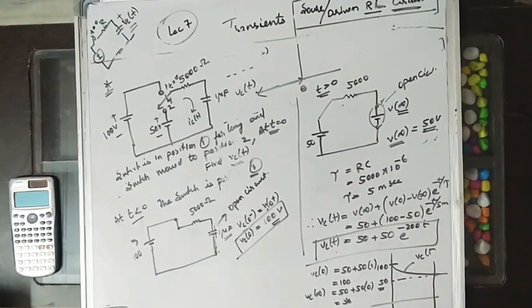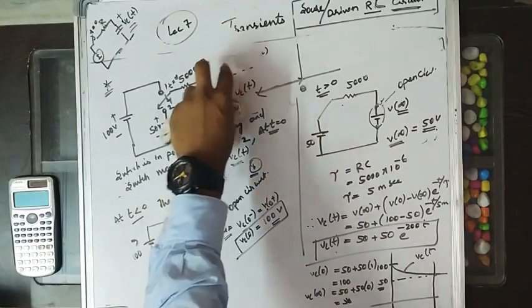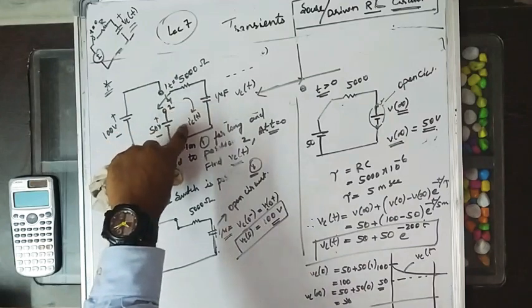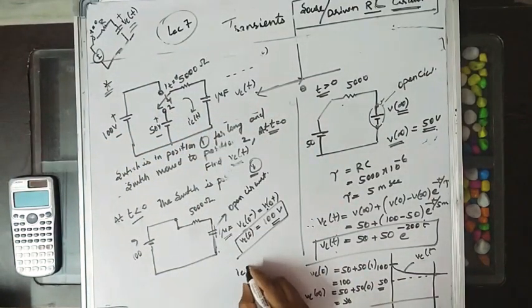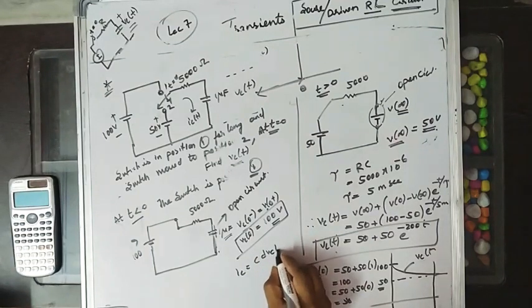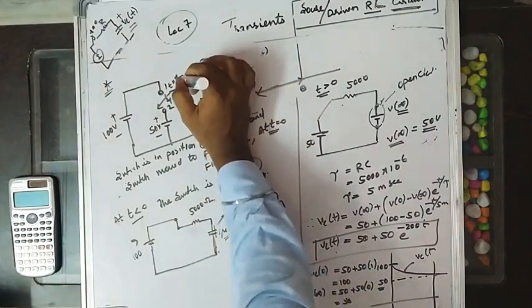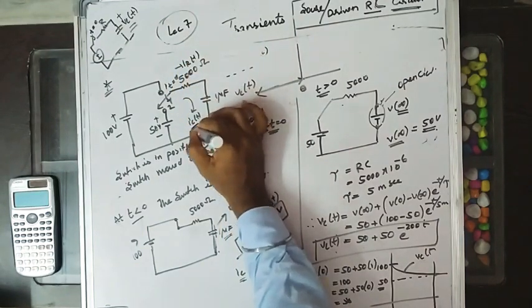You may be asked for the expression of the current through the capacitor also, the IC of t expression. After finding Vc of t, IC of t equals C times dVc by dt. So differentiate this equation and multiply by C, and you will get IC of t. If you are asked for IR of t, it is nothing but IC of t.